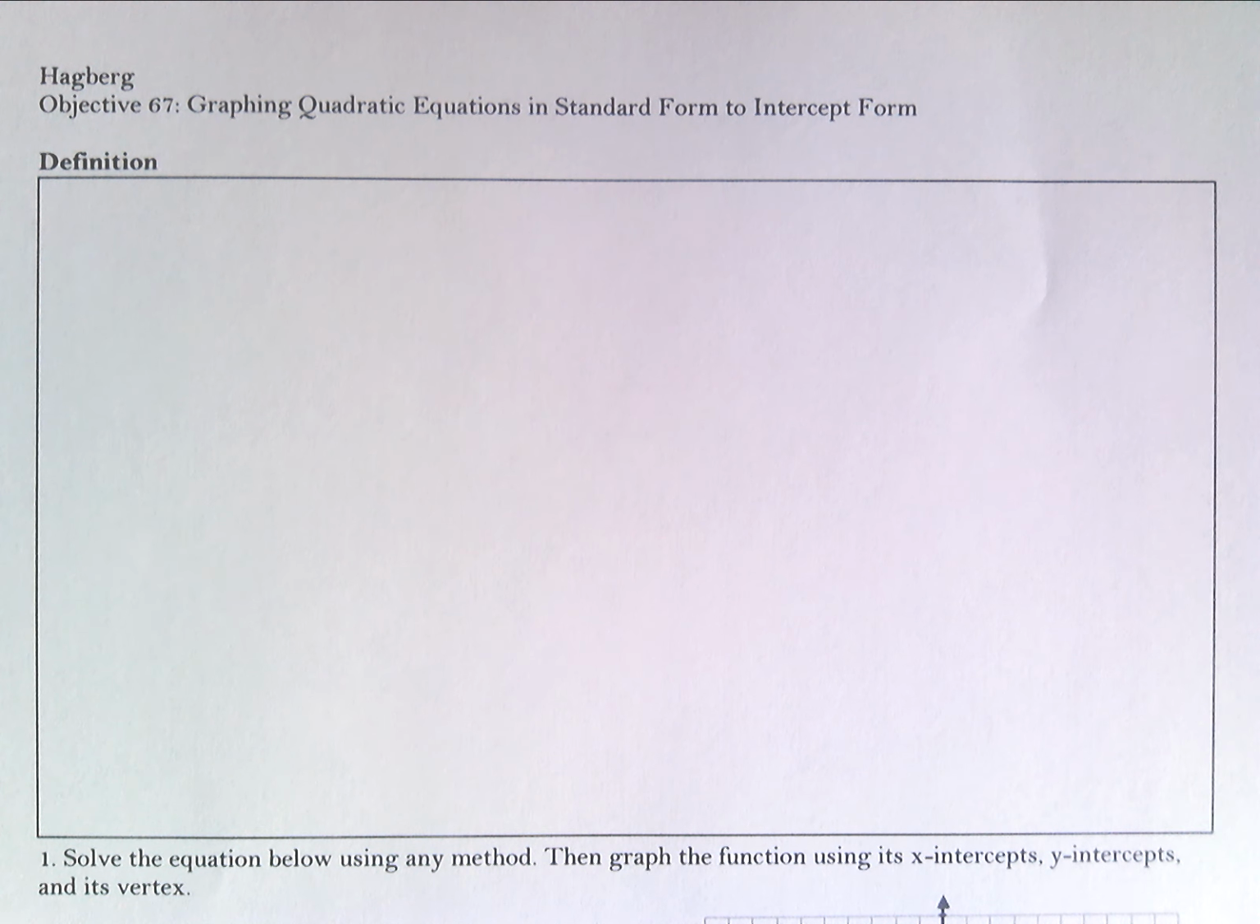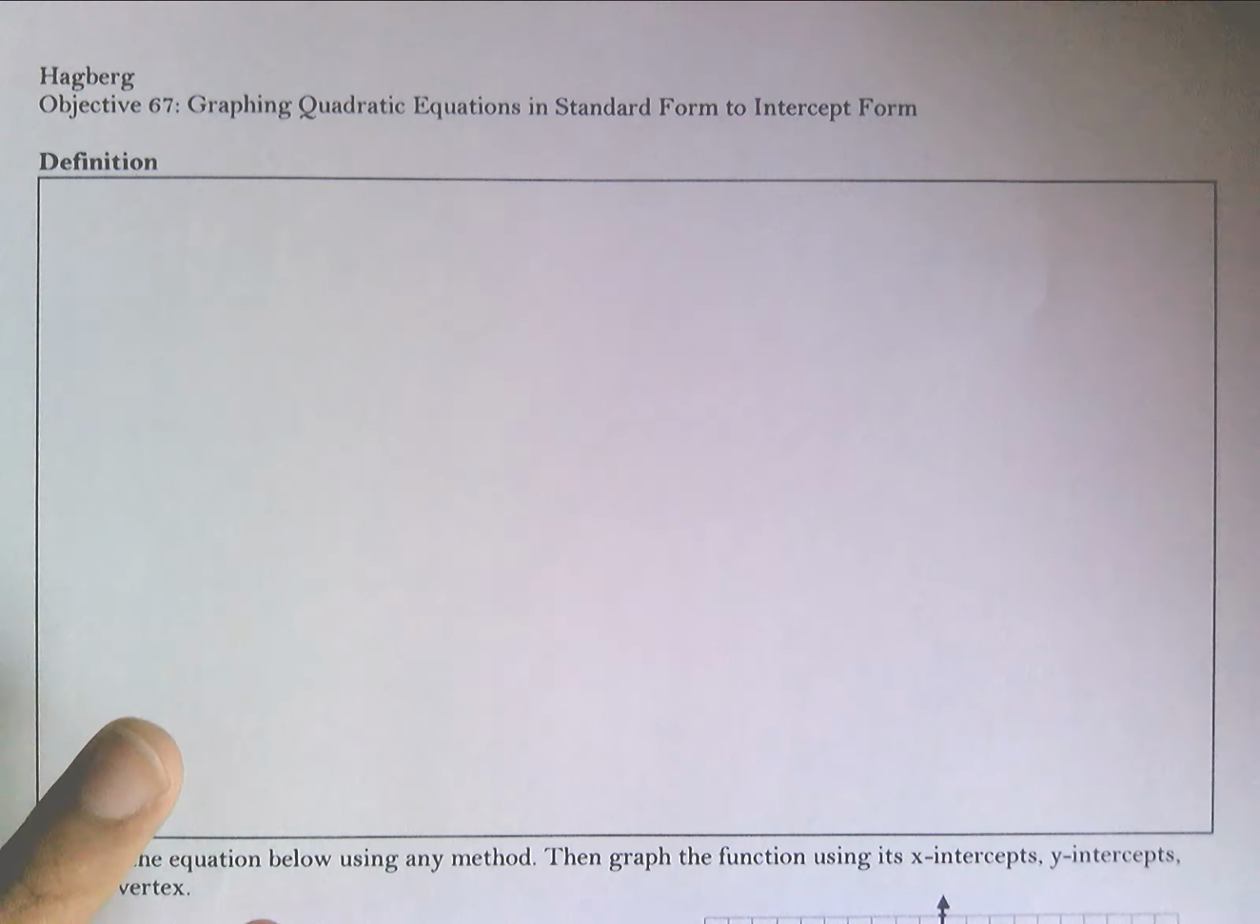All right, here we go with the second to last objective of the unit and of the semester, objective 67, which is graphing quadratic equations in standard form. Before we talked about solving quadratic equations, and now we're going to take those solutions and use them to graph the quadratics.